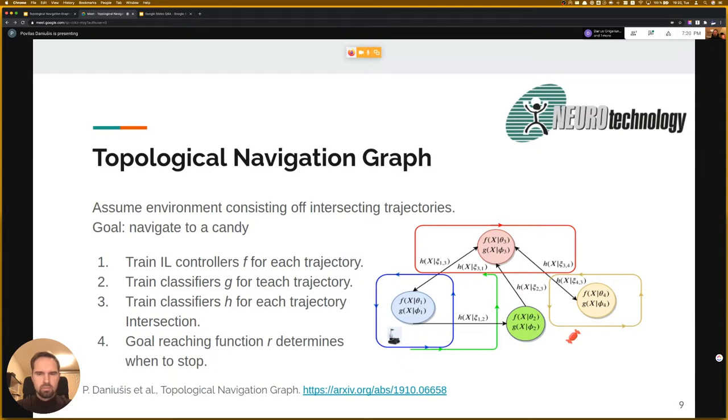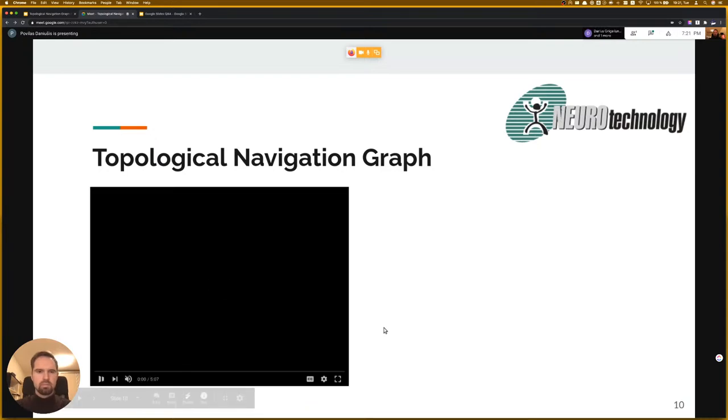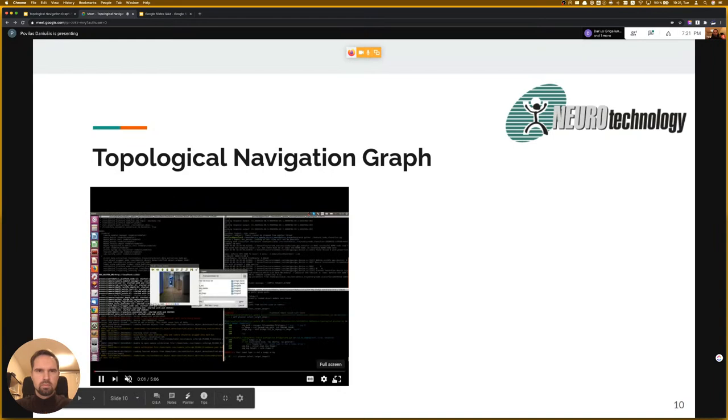If you would like to know more about this method, you can read the article given here. Currently, this article is being reviewed in one of the robotic journals. And maybe I can show how this method works in practice.